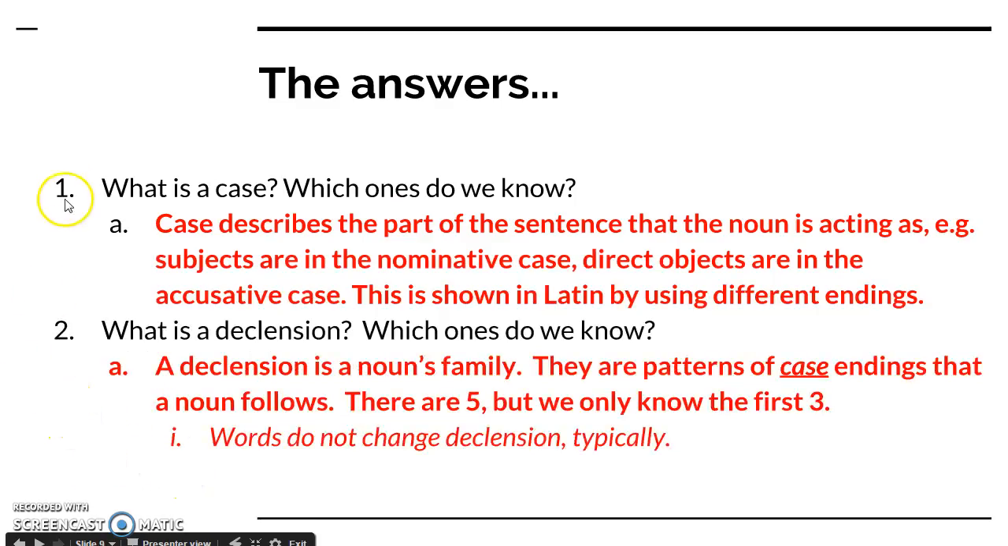So, to wrap up, the two questions we started out with. Number one, what is a case and which ones do we know? Well, the case describes the part of a sentence that the noun is acting as. For example, subjects are nominative, direct objects are accusative. And this is shown in Latin by using different endings. And a declension is a noun's family. There are patterns of case endings that a noun follows. There are 5, but we only know the first 3, and words don't change declension typically.